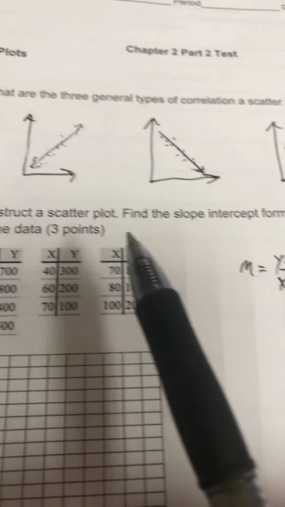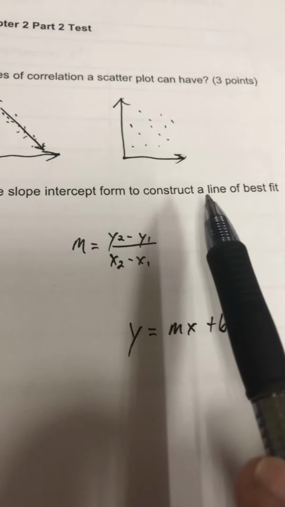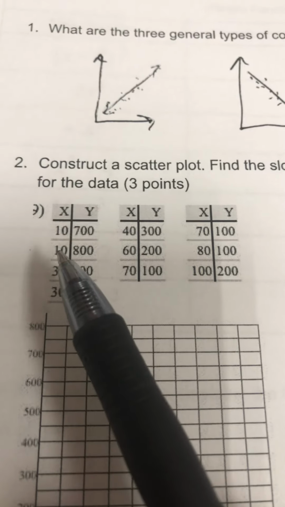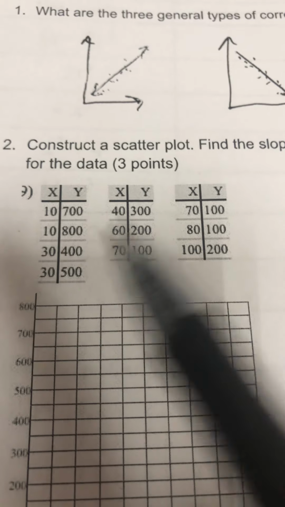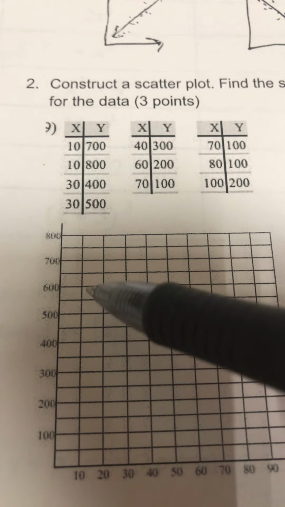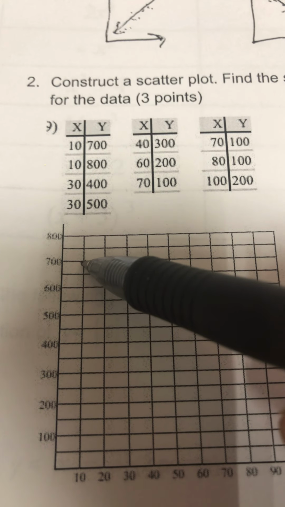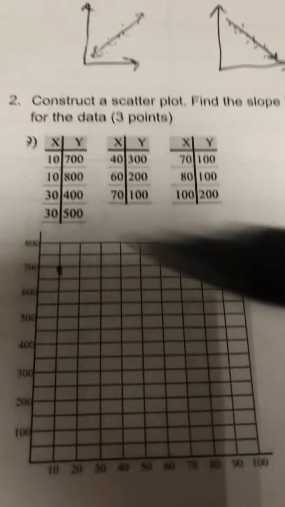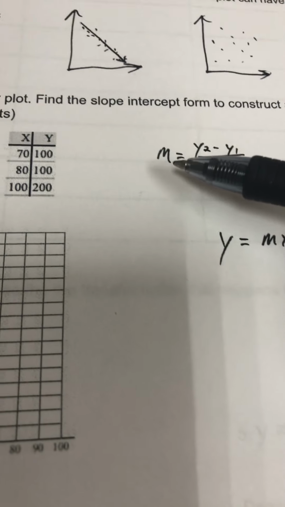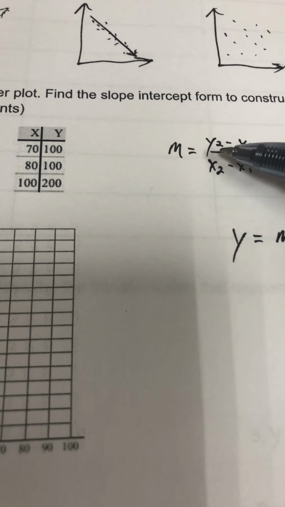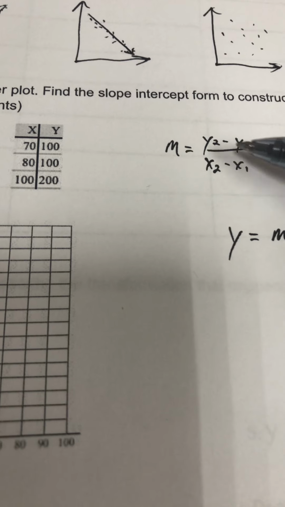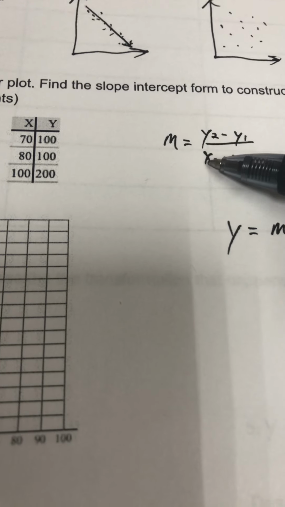For number 2, construct a scatter plot and find the slope-intercept form to construct a line of best fit for the data. So you're just going to start plotting these points. So 10, 700, right here, and so on and so forth. Go ahead and start plotting those. Remember, for your slope, you just grab one of the y's, and then another y, find the difference, and then go in the same order, whichever y you got.